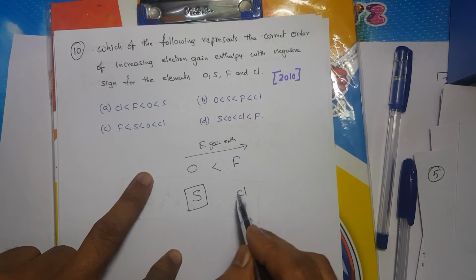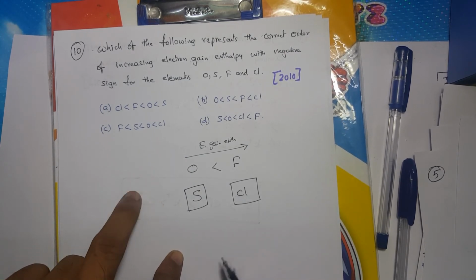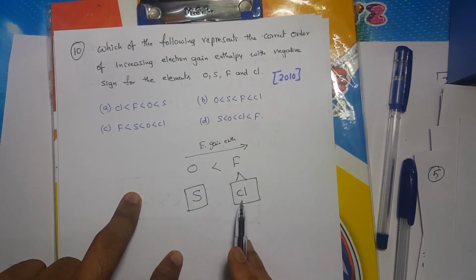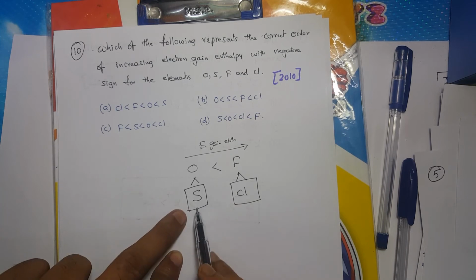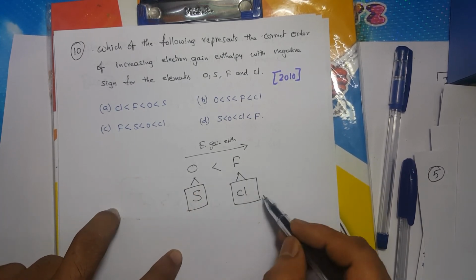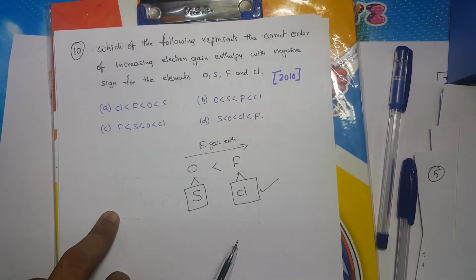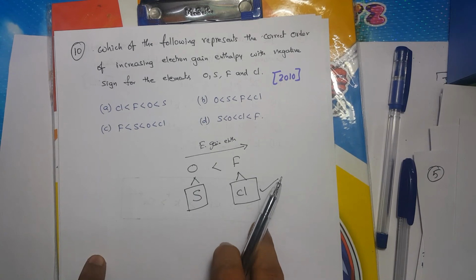The second element has a higher electron gain enthalpy than the first element. It is the exceptional case. So chlorine has a higher electron gain enthalpy than fluorine, and sulfur has a higher electron gain enthalpy than oxygen. So among these four, which one has the highest? Not only among these four, in the overall periodic table, chlorine is the highest electron gain enthalpy element.